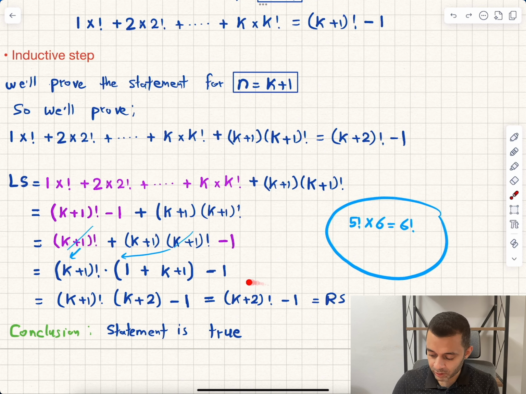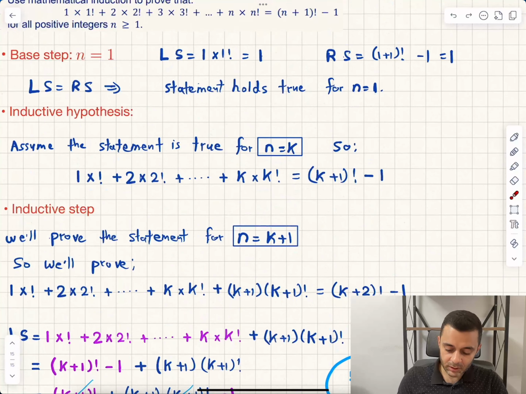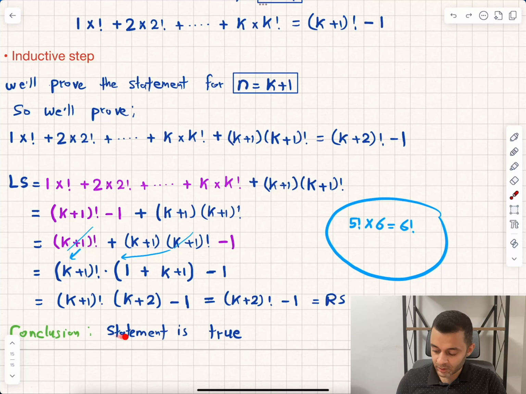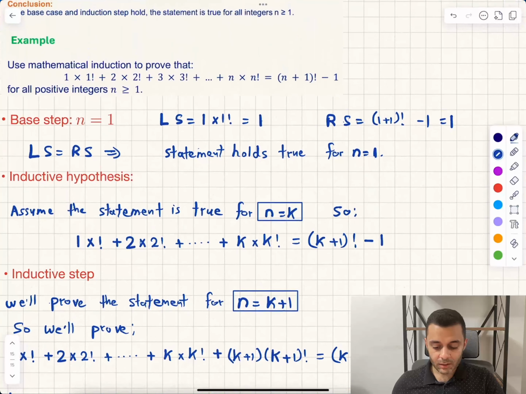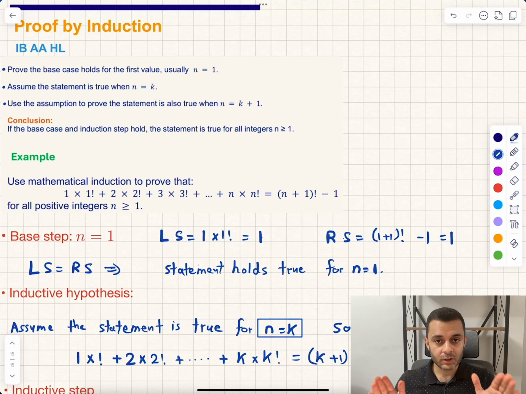Notice that we reached the right side that we are proving. So it equals the right side, which means the statement is true. So the conclusion would be, since the statement is true for n equals 1 and k plus 1, then the whole statement will be true for values of n bigger than or equal to 1. So this is how we do proof by induction mainly.